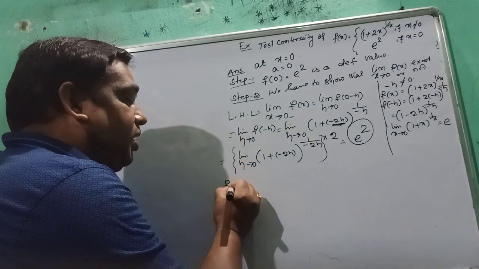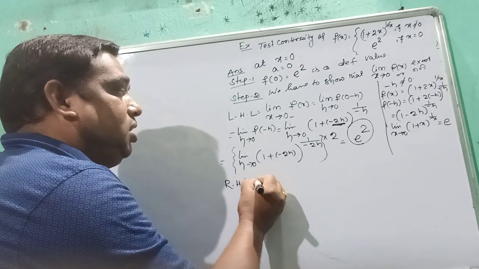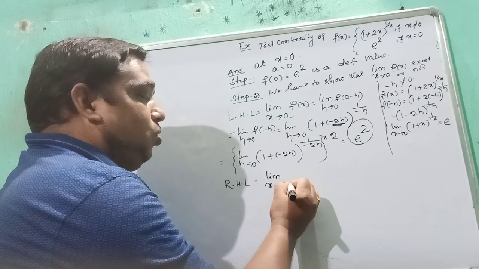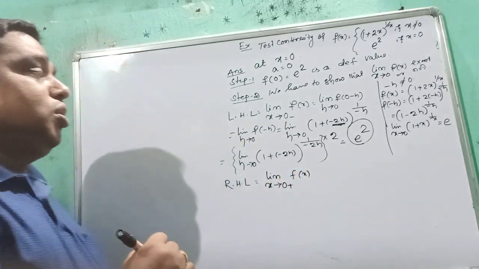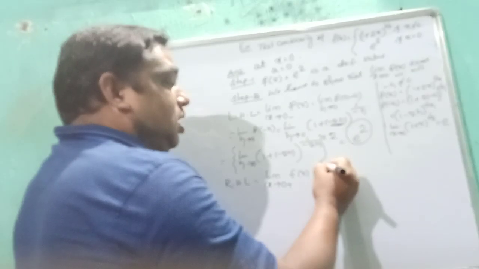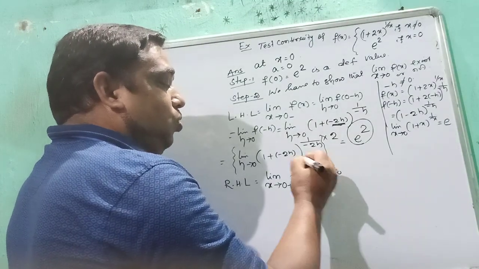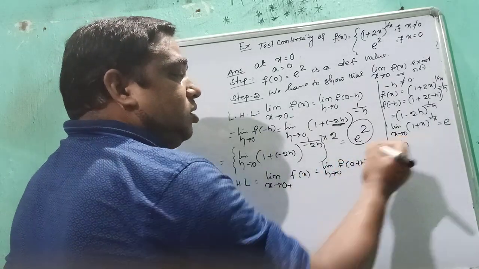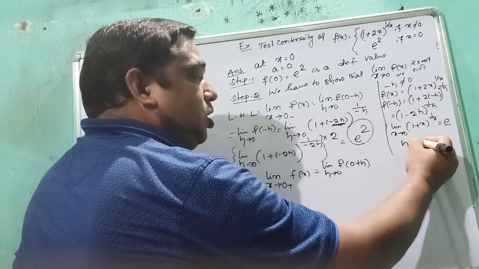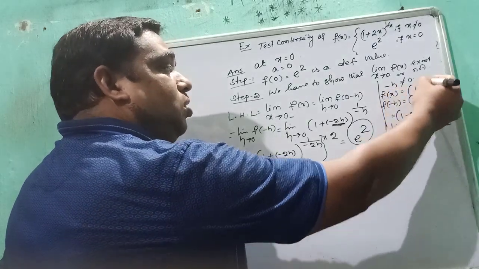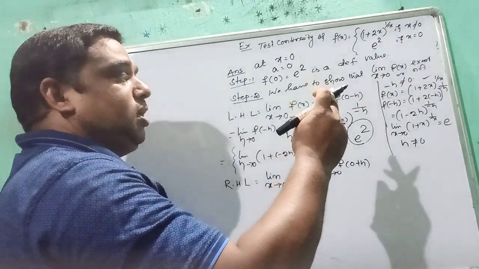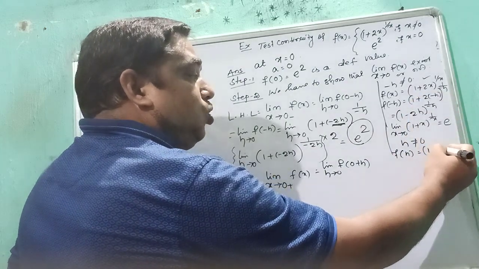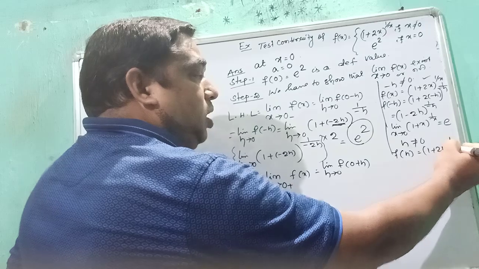Now similarly we go to the right hand limit. The right hand limit is equal to limit x tends to 0 plus f(x). So its value is limit h tends to 0 of f(0 plus h). And we know that h is not equal to 0, so f(x) is the same, (1 plus 2h) to the power 1 by h. And what is f(h)? (1 plus 2h) to the power 1 by h.